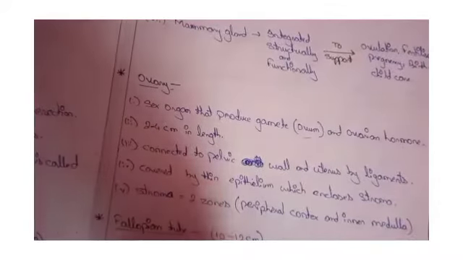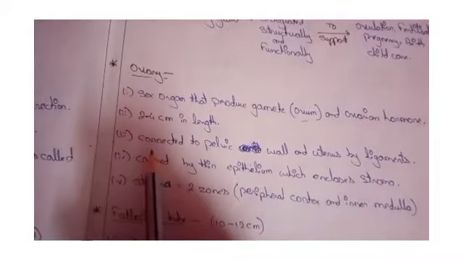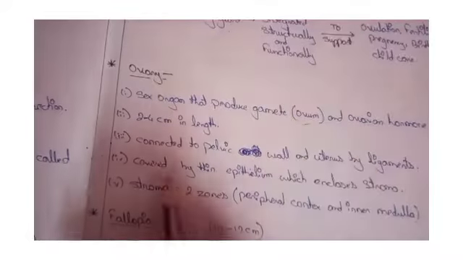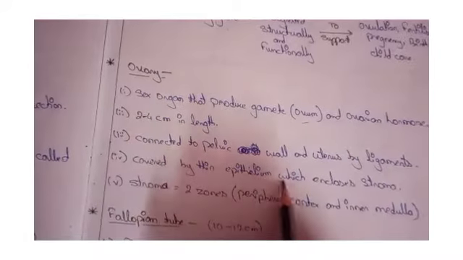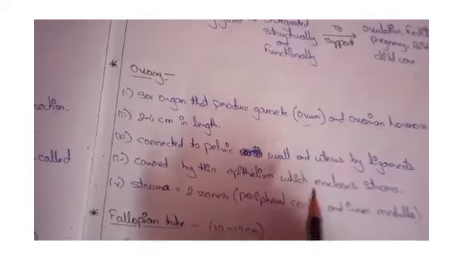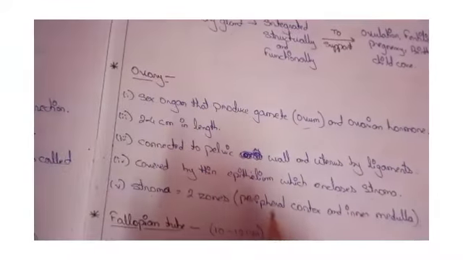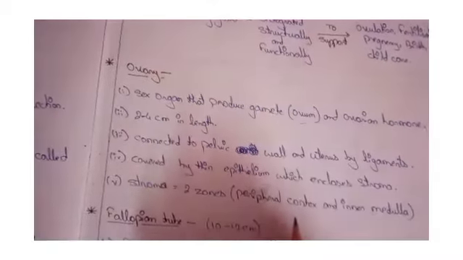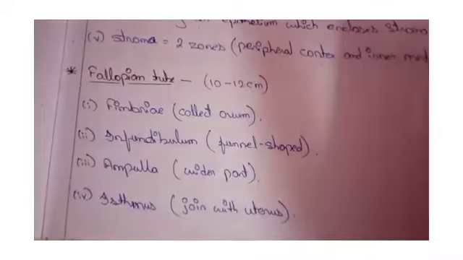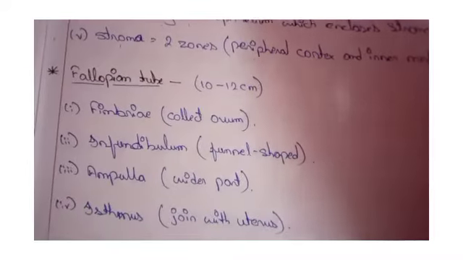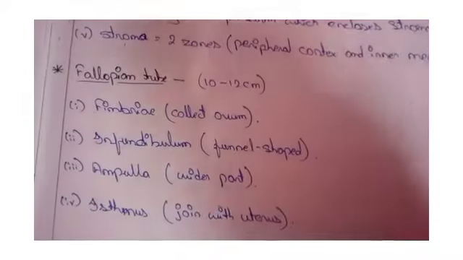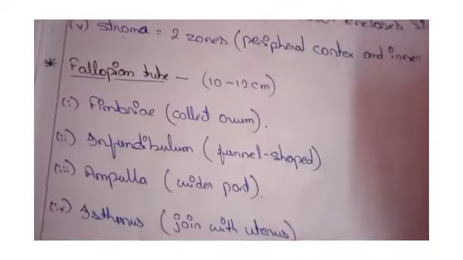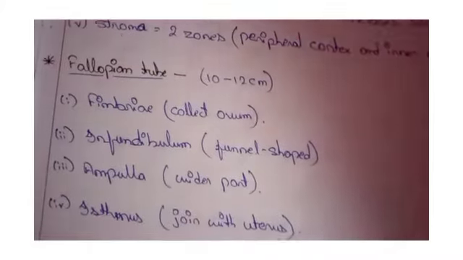It is 2 to 4 centimeters in length, connected to the pelvic wall and uterus by ligaments, covered by thin epithelium which encloses stroma. Stroma has two zones, peripheral cortex and inner medulla. Okay, now the next topic is the fallopian tube, which is 10 to 12 centimeters long, a tube where fertilization occurs.